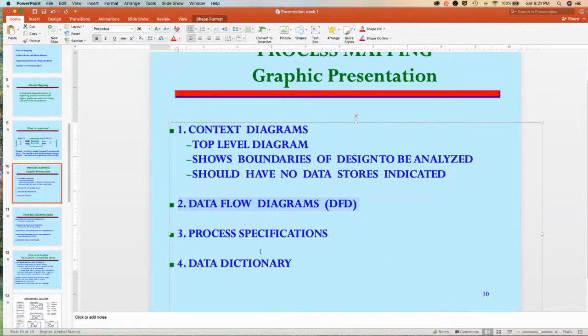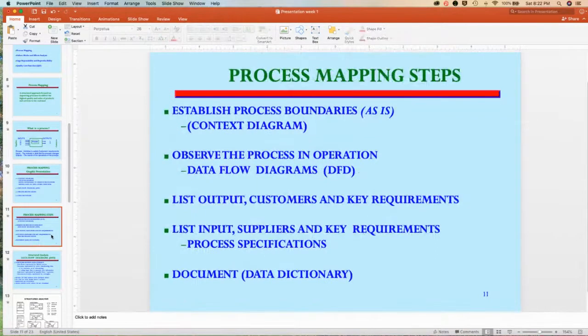Then there is the process specification, which is essentially the wording of how to describe the process. So for instance, the homework is going to be process specification, and I give you the context diagram, you have to give me the data flow diagram. And then last but not least is the data dictionary. The dictionary means exactly what that is. You define each data flow.